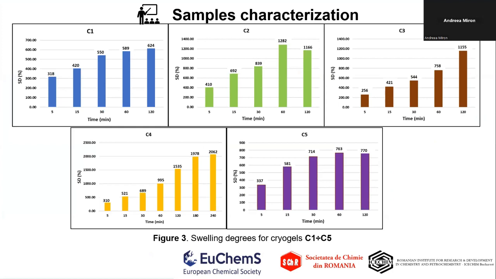From figure 3, it may be seen the swelling degrees for the cryogels. I was trying to make some tests in order to obtain the best recipe for the cryogel, and after that to incorporate. So I established, and I was choosing C4 because it was showing the best behavior in terms of the swelling degrees and also the resistance in time.